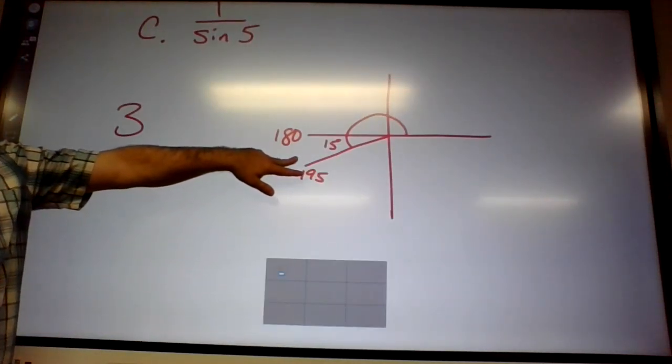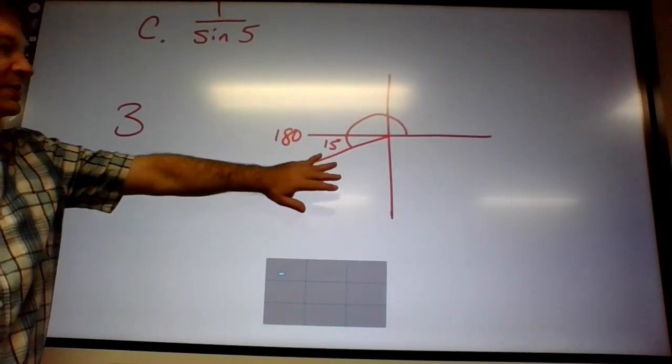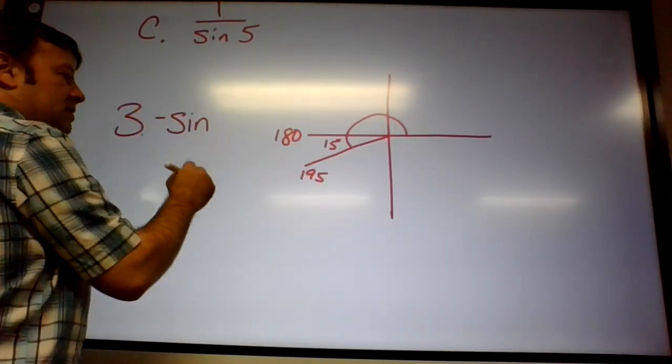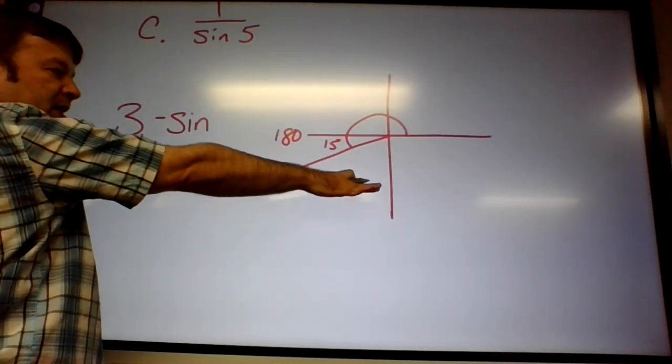Third quadrant. Is it positive or negative down here? Negative. So we're going to put negative. Is it negative because it's to the left or because it's down? Sine is based on the y value, so it's negative down here.